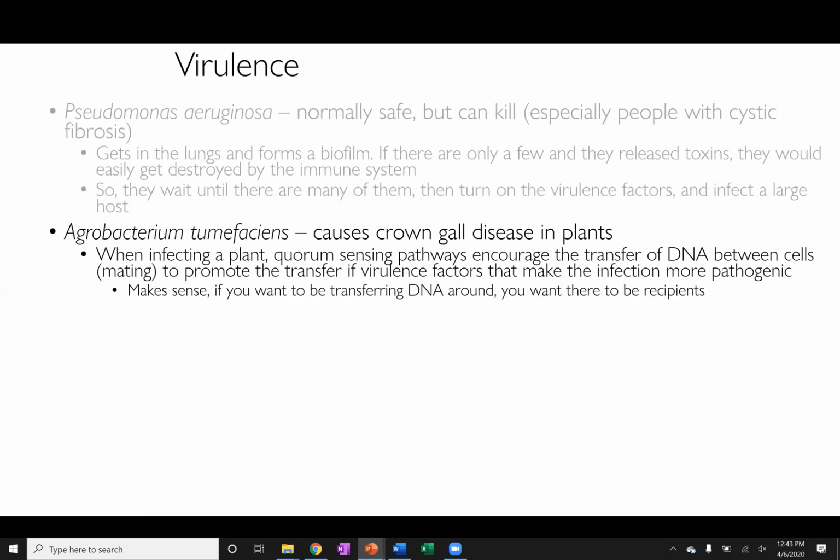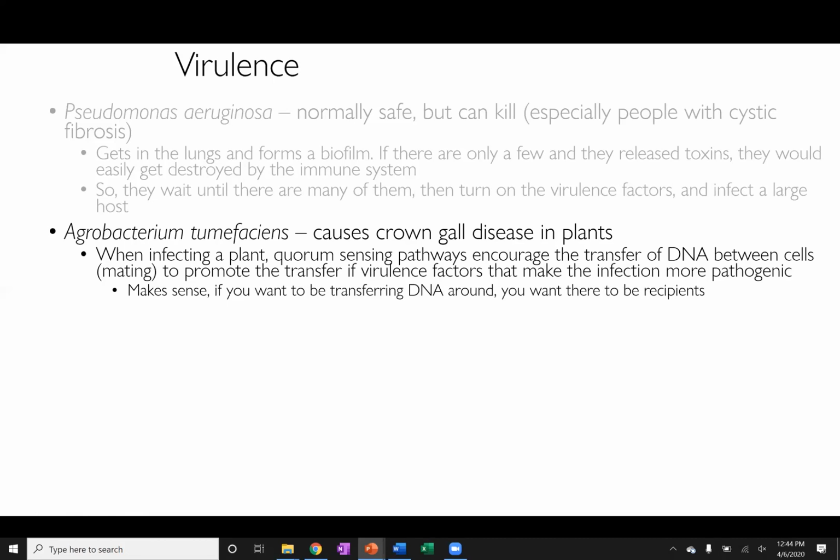Next up is Agrobacterium tumefaciens, and this is a plant pathogen, as well as an environmental pathogen. If you've ever been walking around in the woods or even in the city of Boston, you'll see trees that have these little tumor-like structures growing on them that can be kind of big. This is caused by Agrobacterium tumefaciens. They're typically what we call galls. When Agrobacterium infects a plant, its quorum sensing pathways encourage the transfer of DNA between cells within Agrobacterium. Essentially this promotes the transfer of virulence factors that make it much more pathogenic.